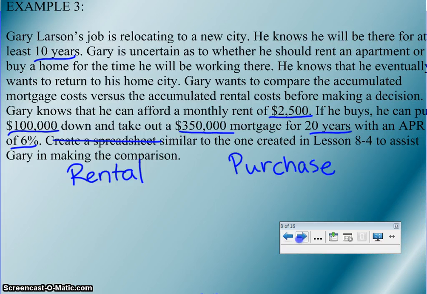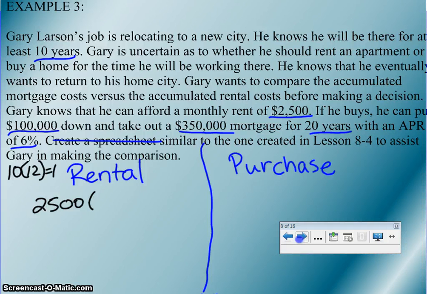So we're not necessarily going to create a spreadsheet, but we are going to compare the rental versus purchasing. So in the rental situation, we know that he said he can afford $2,500 per month, and we know that he's going to be there for 10 years, and there are 12 months in a year. So he is going to make 120 payments over the time he is there. So the total that he will pay if he rents an apartment will be $300,000.